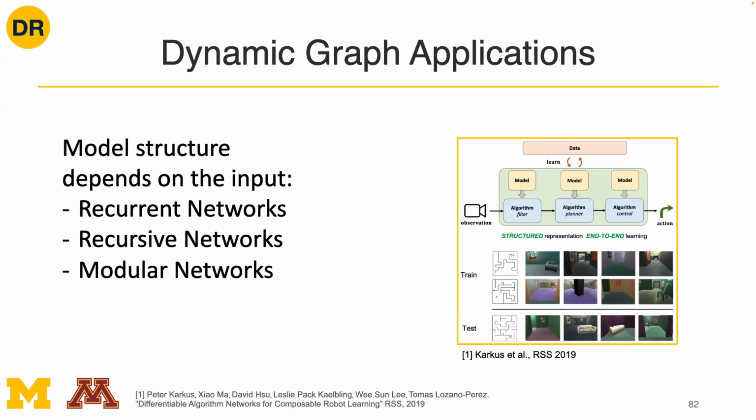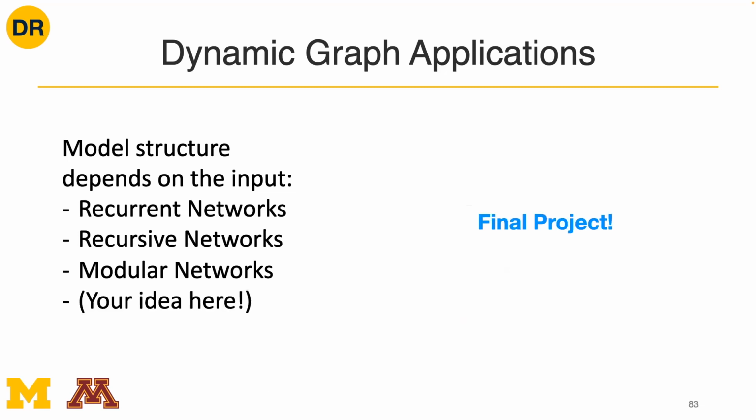Some of the examples are recurrent networks, recursive networks, and modular networks. Maybe even the network that you're using for your final project. So far we talked about the features of PyTorch. We talked about tensors, the autograd feature, and the ability to use modules such as NN, Optim, and so forth. And we also talked about what a static graph is and what a dynamic graph is.